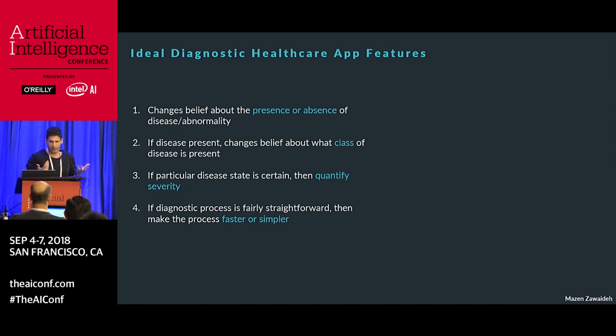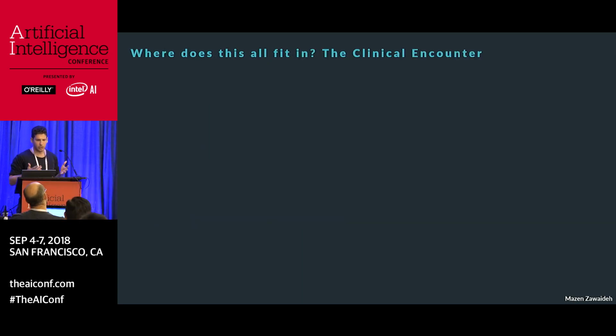And so an ideal diagnostic healthcare app is going to help the clinician either change their belief about the presence or absence of disease. If the clinician knows a disease is present, what class of disease is present? If it's fairly intuitive and we know that a particular disease state is present, quantify the severity. And in the end, if the diagnosis is really simple, then the application might make the whole process faster or simpler. And so where does this all fit in?